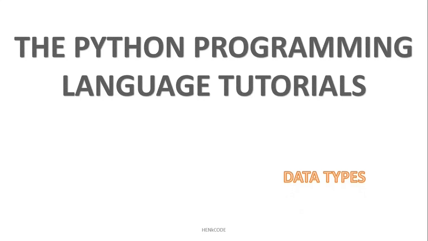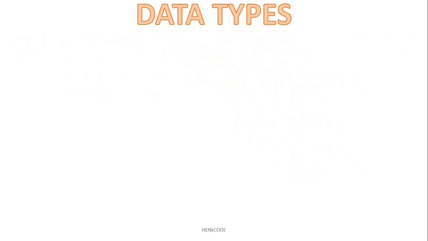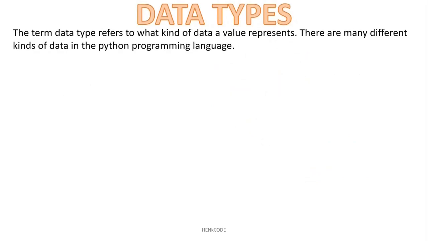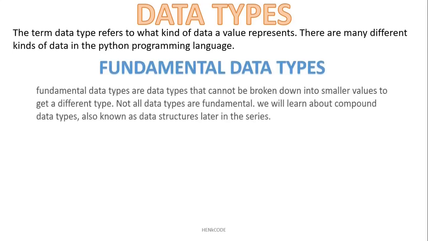In this video, we are going to look at data types in the Python programming language and then how we can use them effectively in our coding journey. Data types. The term data type refers to what kind of data a value represents. There are many data types in the Python programming language.